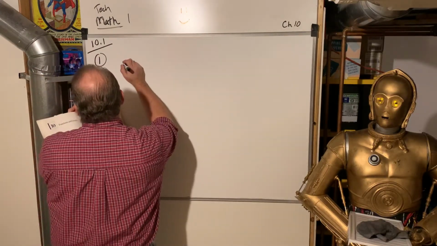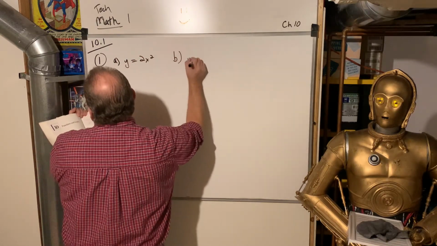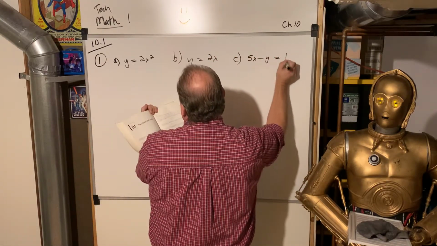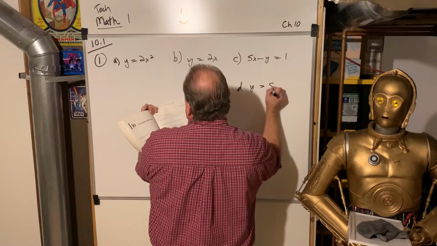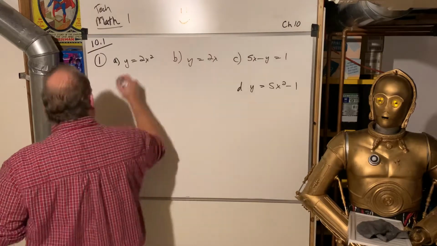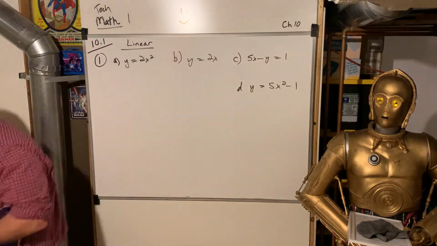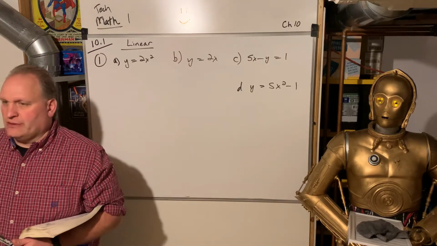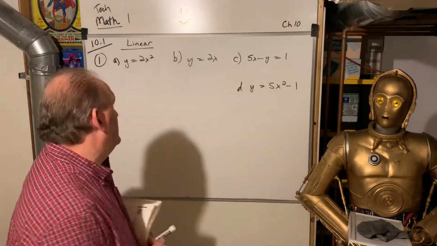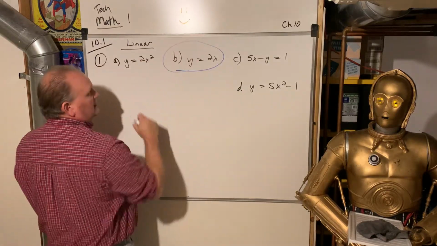It says, which of the following are linear equations? So let's write down the equations. y equals 2x, 5x minus y equals 1, and d equals 5x squared minus 1. The ones in here that are linear equations, that means when you graph it, you get a line. In algebra, we also call them first degree equations, which means the highest power that you'll see on the x is a 1. So this is a first degree equation and also the graph of a line, linear.